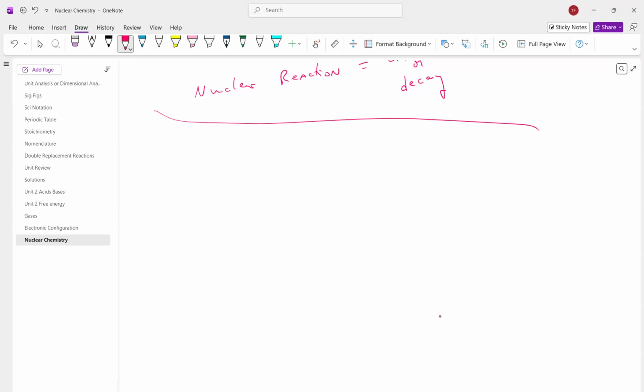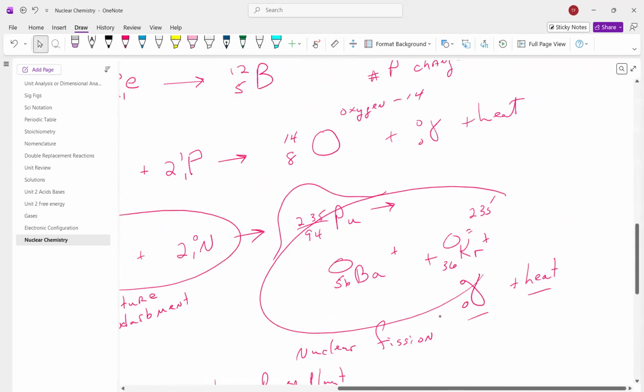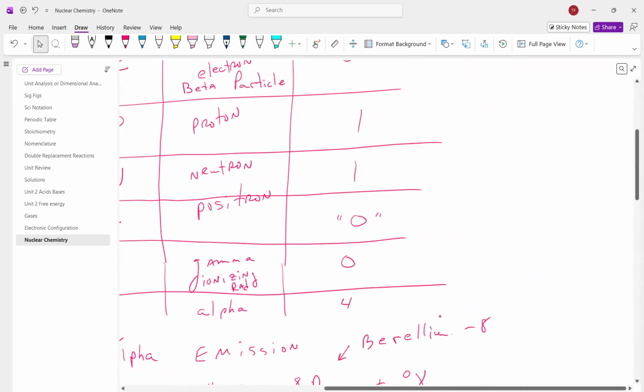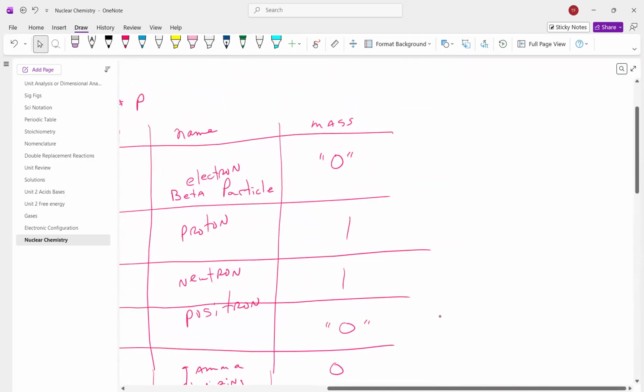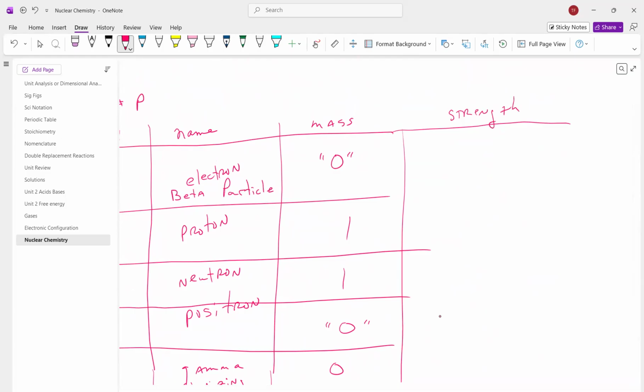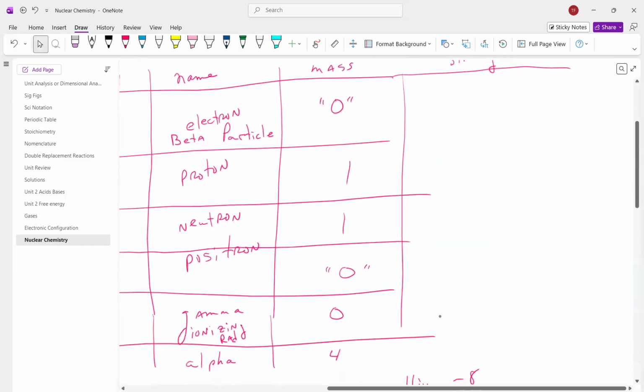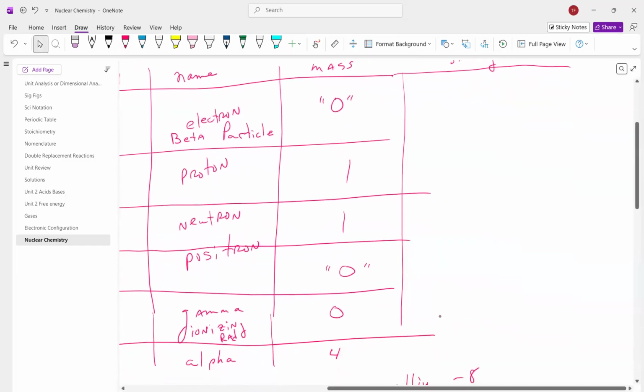Now, if we go back up here, we have another column called strength. Okay, so. Gamma's strong.